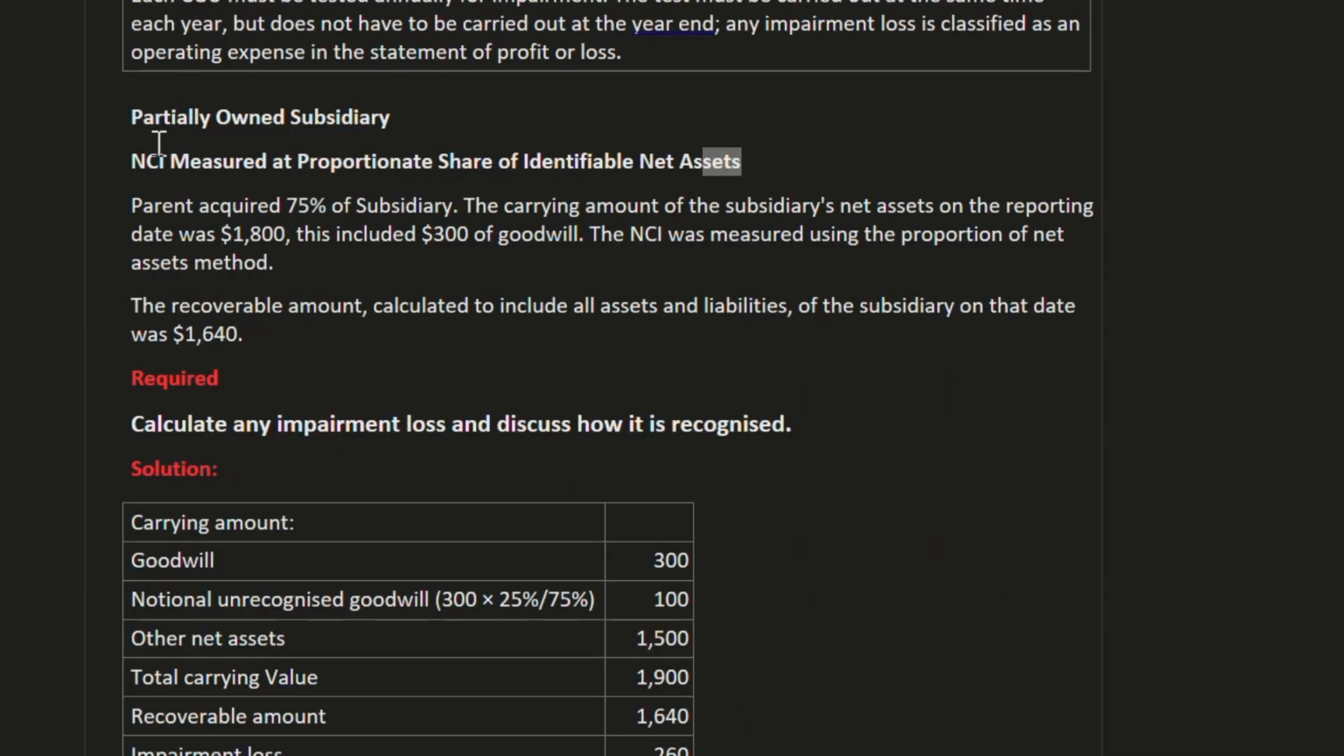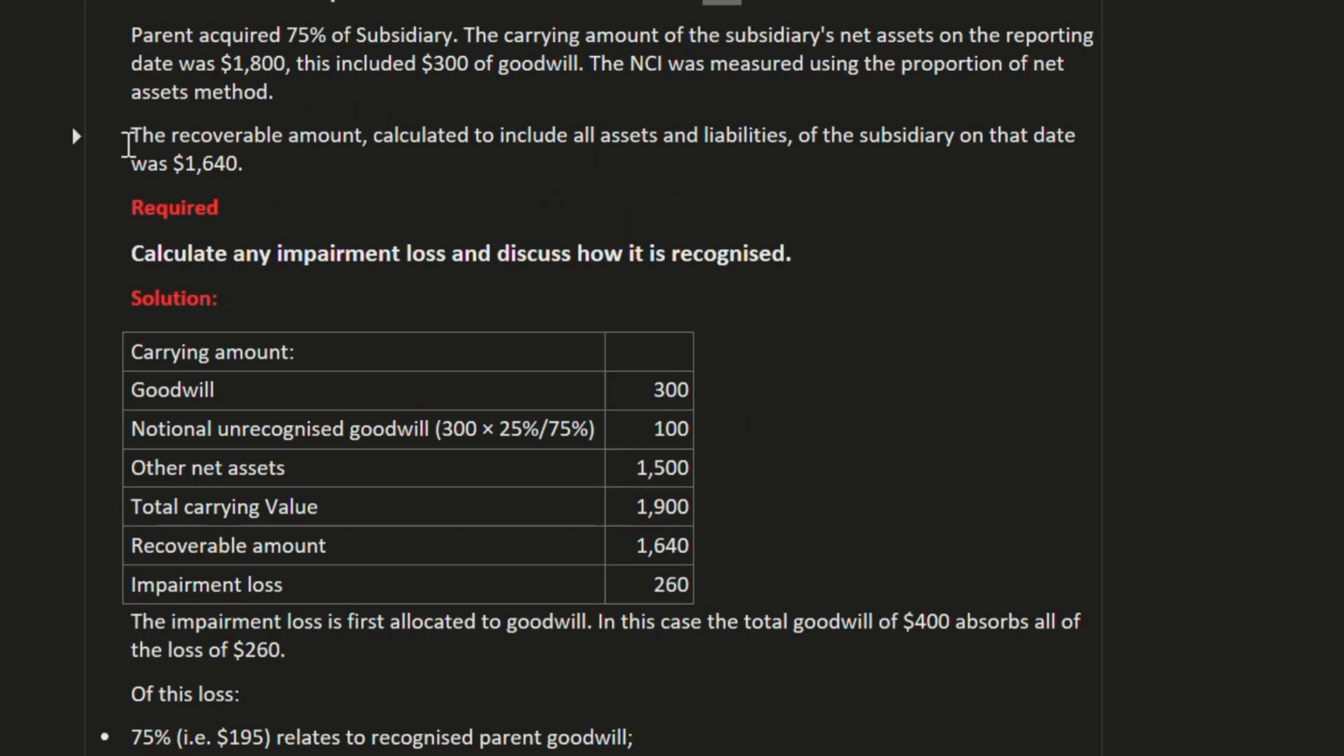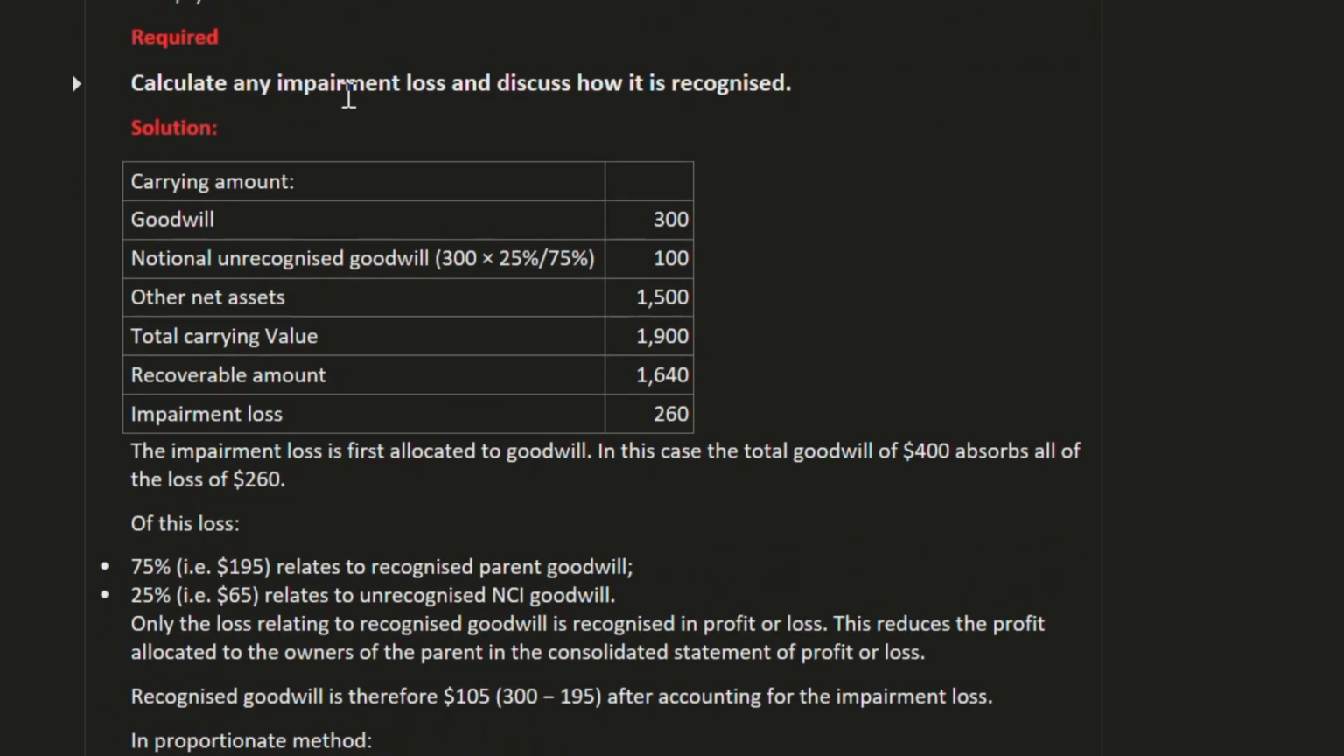Now, a partially owned subsidiary, with NCI measured at the proportionate share of identifiable net assets. The parent acquired 75% of the subsidiary. The carrying amount of the subsidiary's net assets on the reporting date was 1800. This includes 300 of goodwill. The NCI was measured using the proportion of net assets method. The recoverable amount, calculated to include all assets and liabilities of the subsidiary on that date, was 1640. Requirement: calculate any impairment loss and discuss how it is recognized.